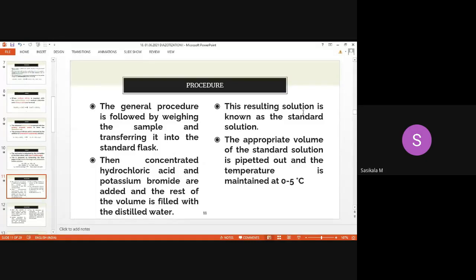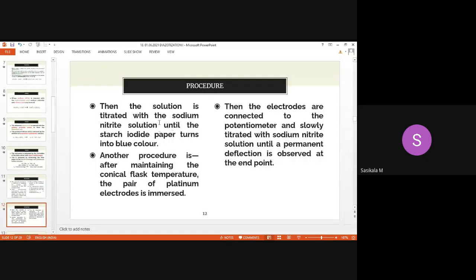The resulting solution is known as the standard solution. The appropriate volume of standard solution is pipetted out and the temperature is maintained at 0 to 5 degrees Celsius. Then the solution is titrated with sodium nitrite solution. So the titrant is sodium nitrite. The burette content is sodium nitrite, added until the starch iodide paper turns blue.